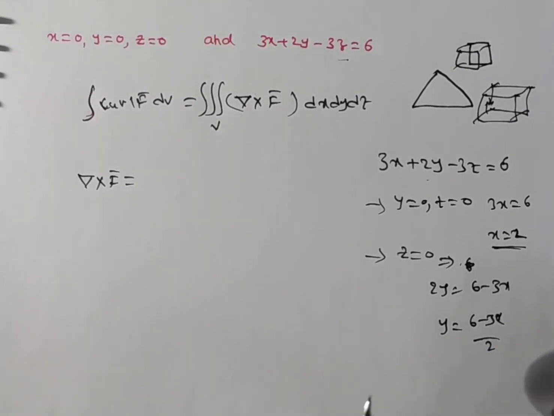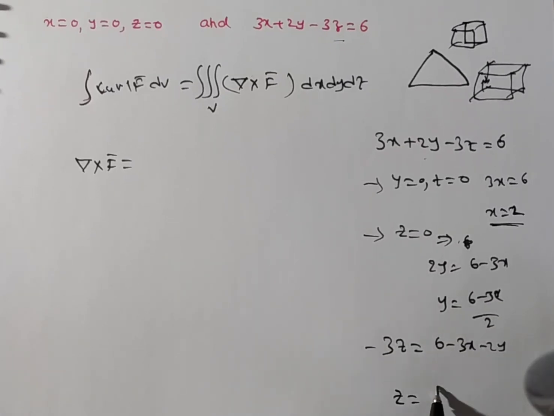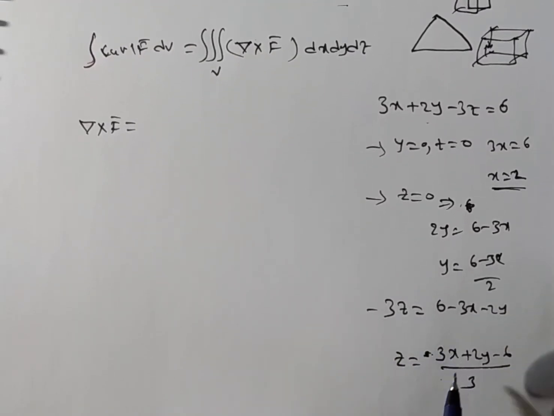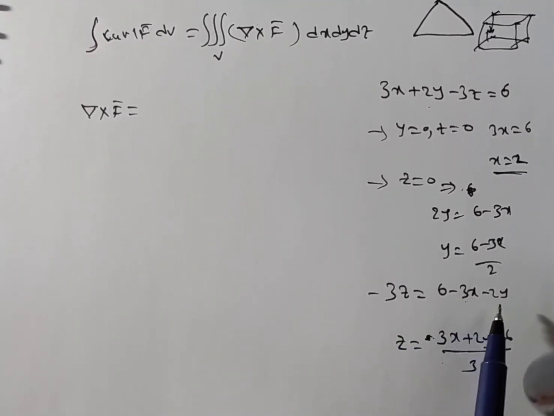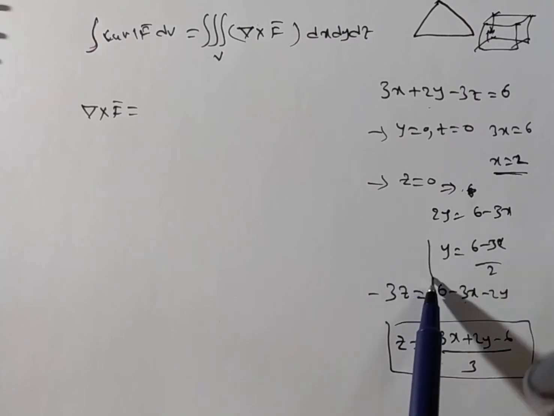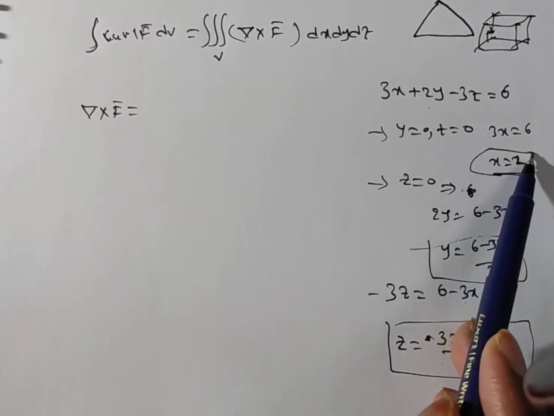Next I want the z value. Keep z on the left side, then you will get −3z is equal to 6 − 3x − 2y. So z is equal to, simply writing, 3x + 2y − 6 divided by 3. I multiplied with the minus sign and divided by 3. Is it clear for everyone? Right. So now I have the z value, y value and x value, nothing but the x, y, z limits.